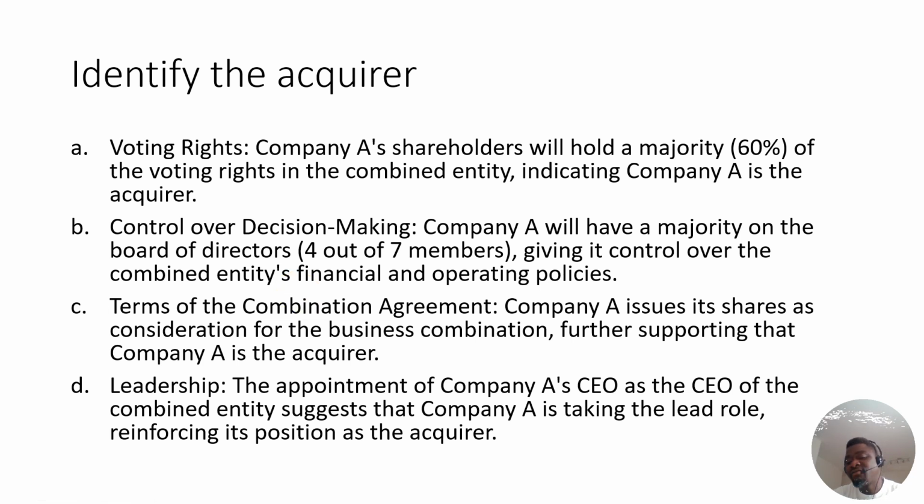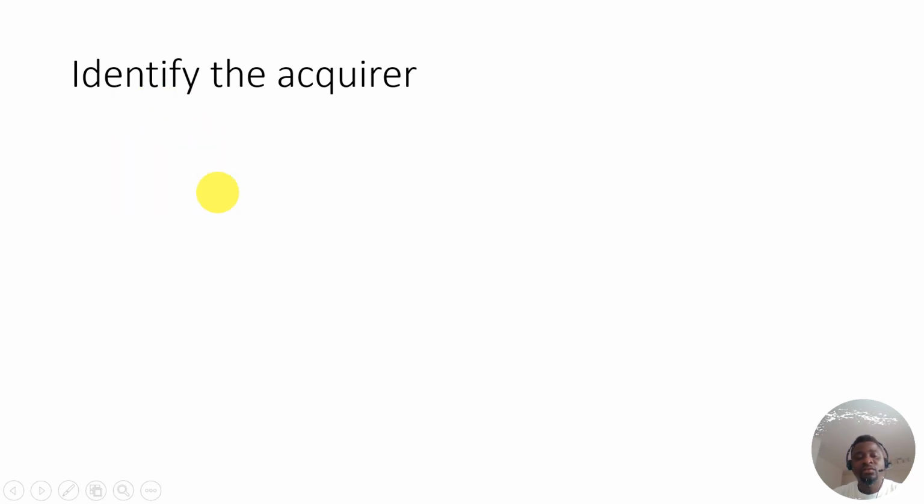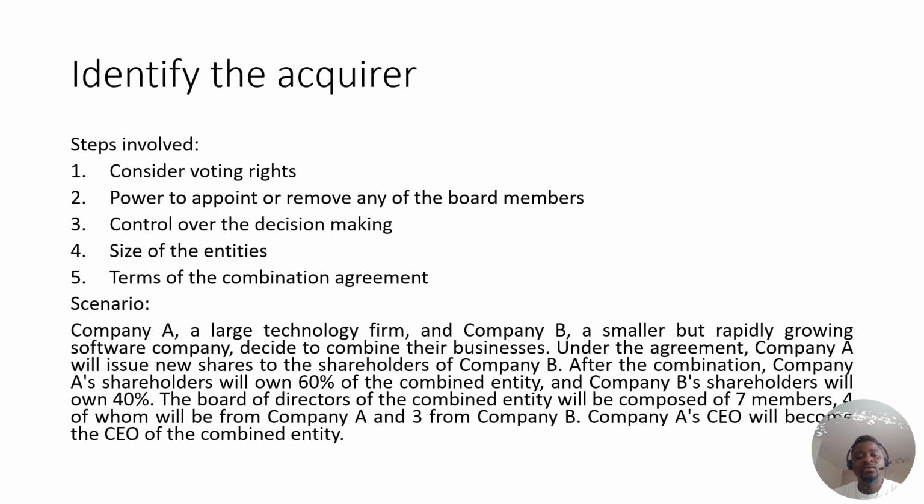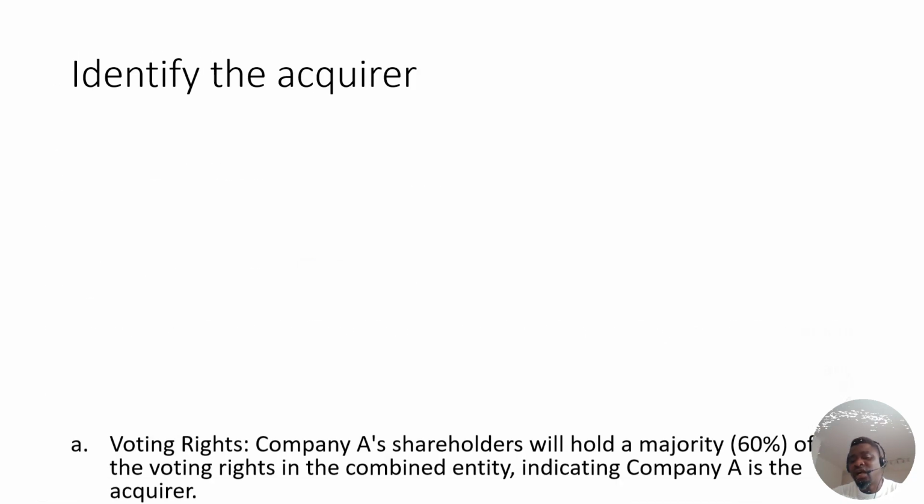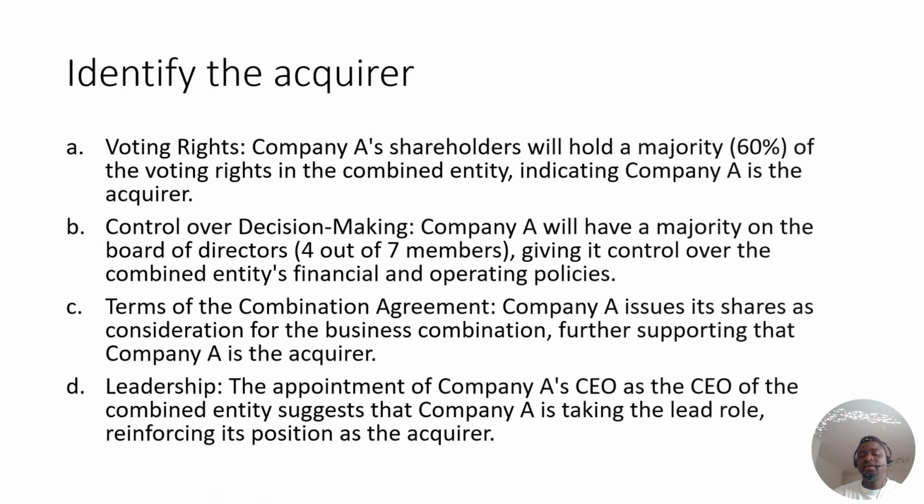So we could have a much more difficult situation to work with, but I think however difficult it is, if you follow these steps that I highlighted for you, considering the voting rights, power to appoint or remove any member of the board, control over decision making, and terms of the combination agreement, you will be able to know who the acquirer is.